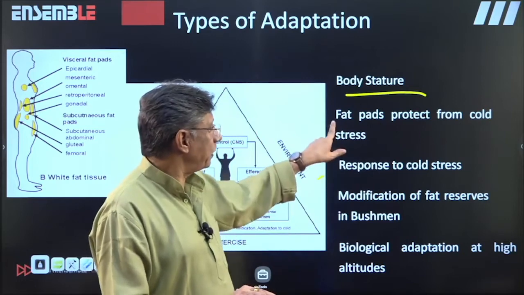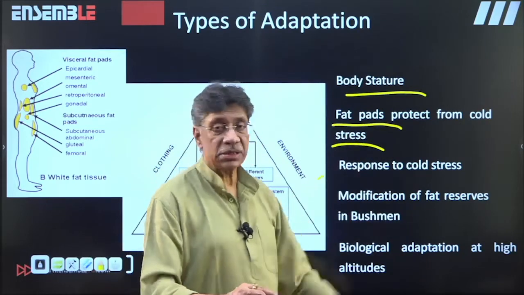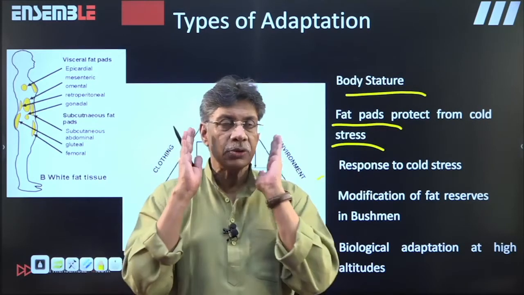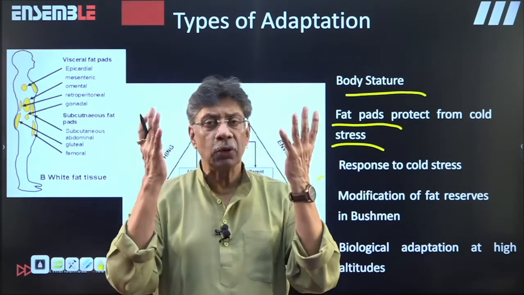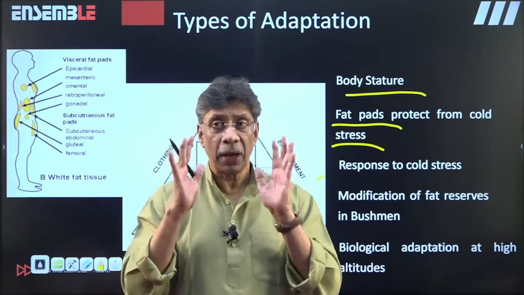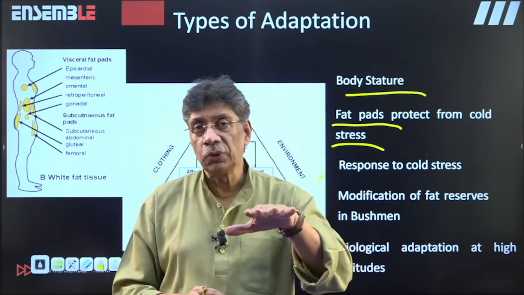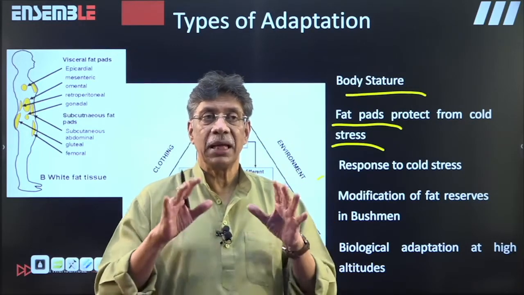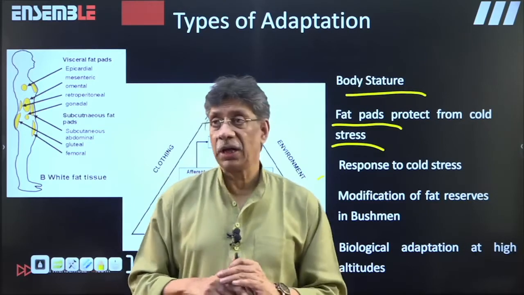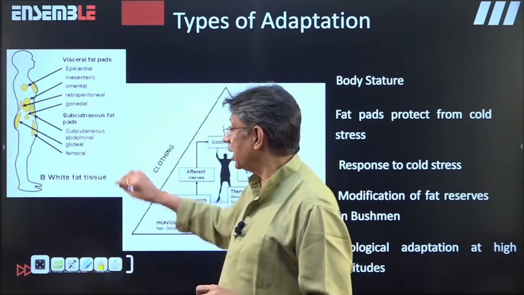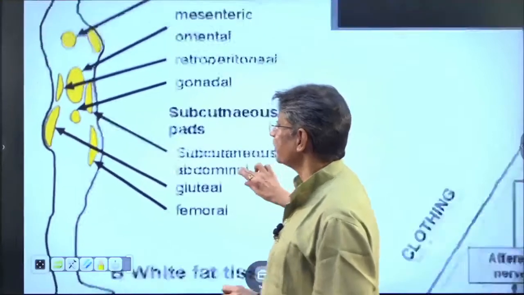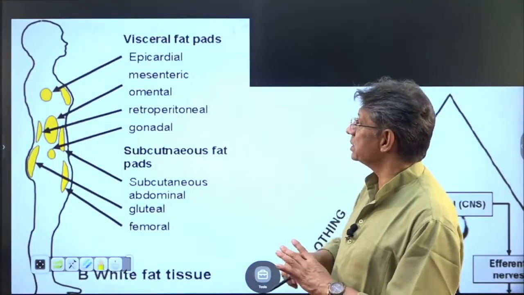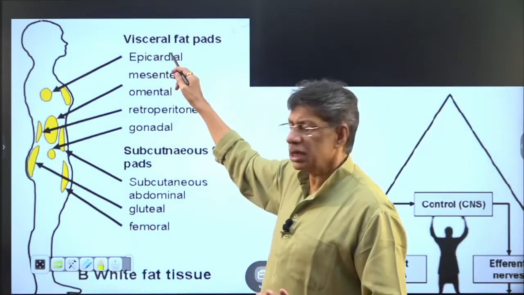Another is fat pad deposits to protect from cold stress. As we have taken the example of the Eskimo, you're going to find a good amount of fat deposit on the face. Why? Because when the Eskimo moves across any region, they face a lot of cold air. It is this cold air which they need protection from. You will find various types of fat deposits, and that is more biological.